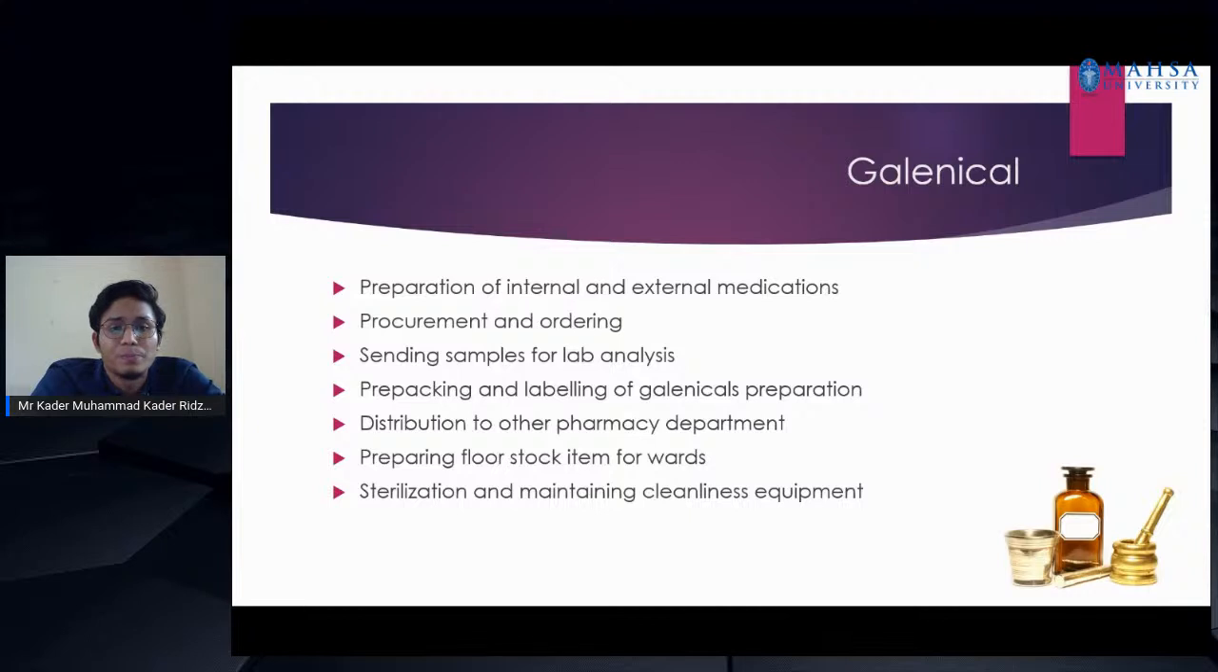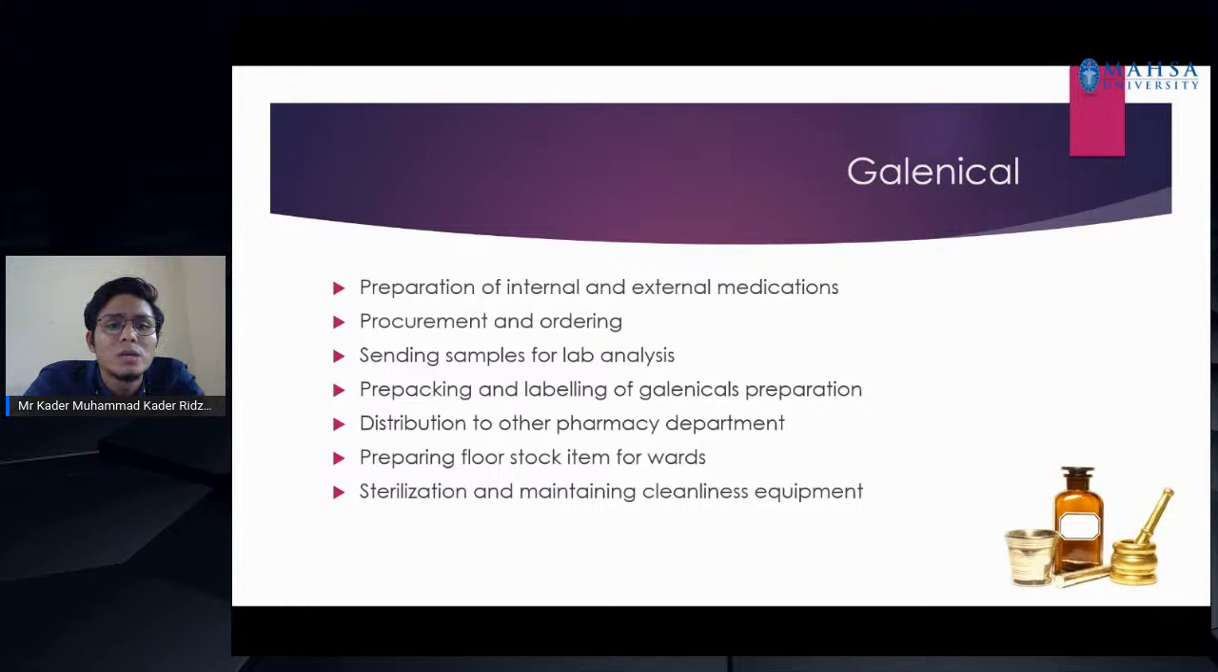But floor stock is something we are going to give in, not to say bulk, but in a larger amount, and then you will keep it at the ward. So in case of emergency, for example, if the patient suddenly has a fever, you can just give a paracetamol tablet. So that is considered as a floor stock item.